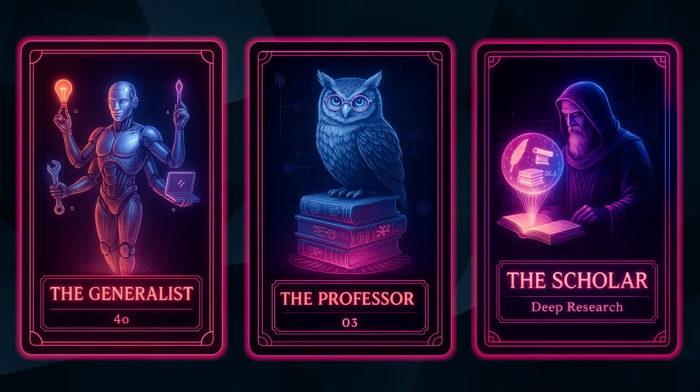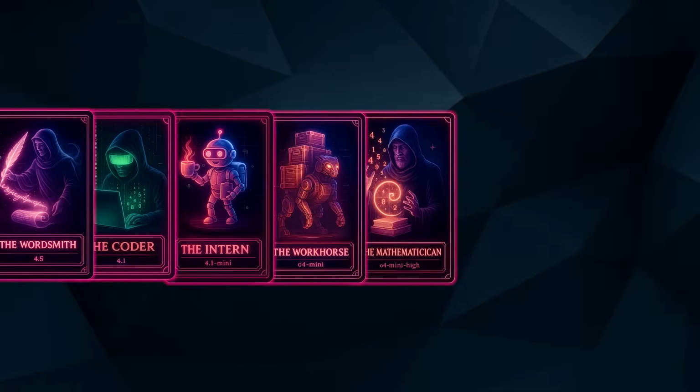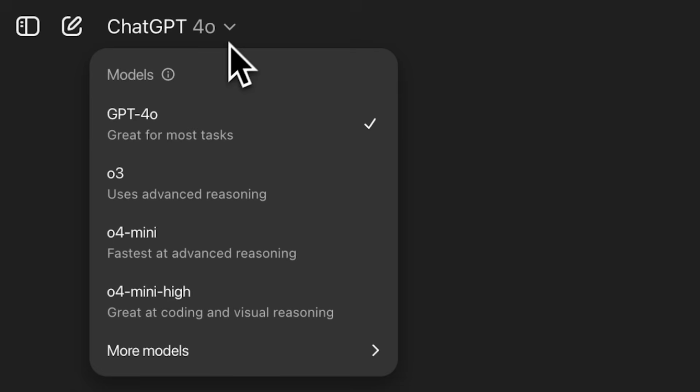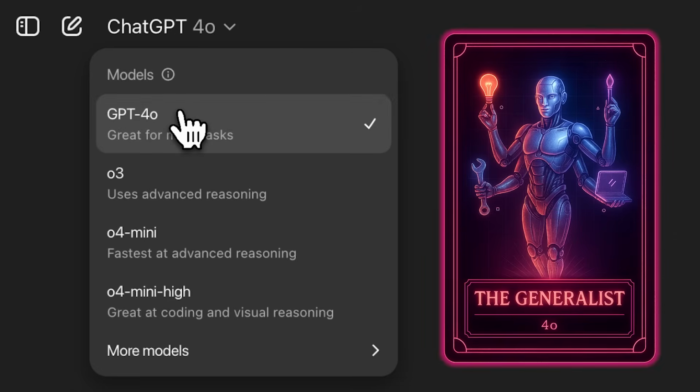We'll start with the core models most people use every day, then move into the ones you should switch to when needed. I'll be including power user tips for cost, API, and agents. First up is GPT-4o, the Generalist.